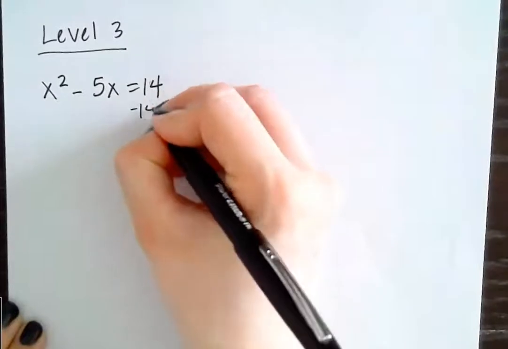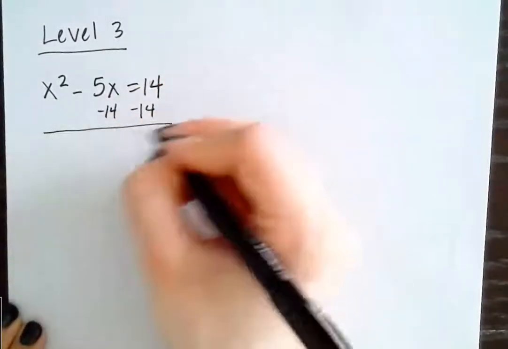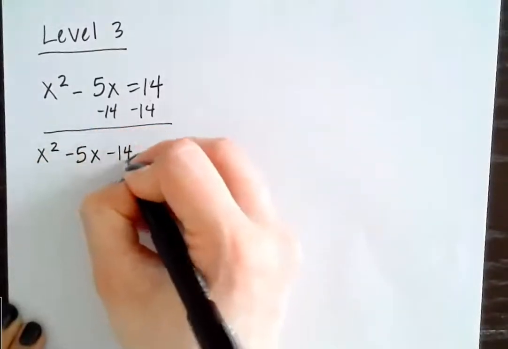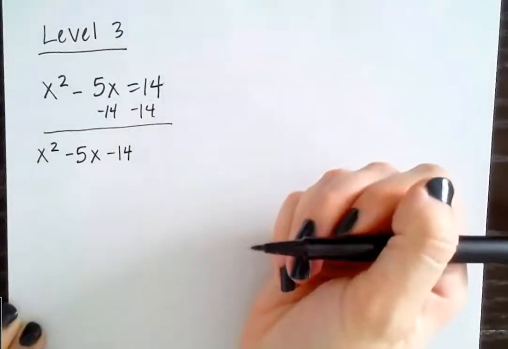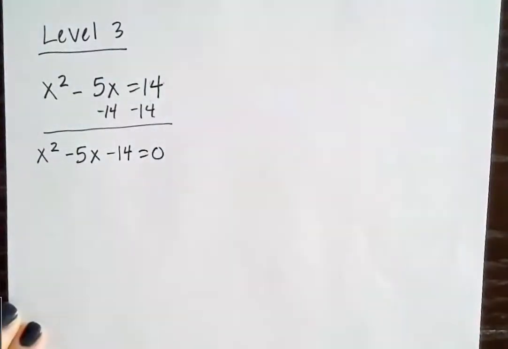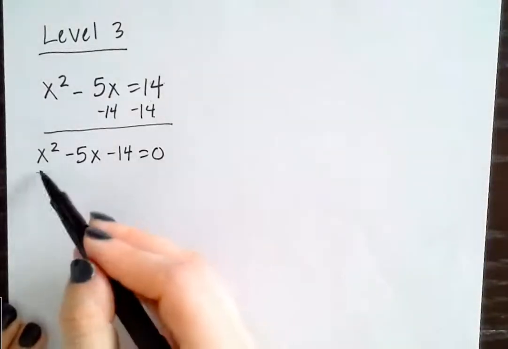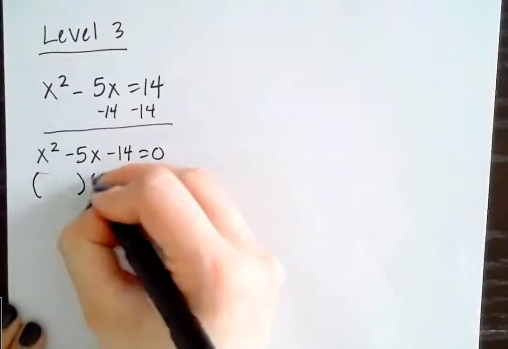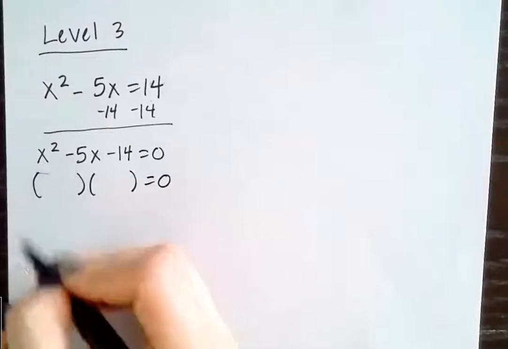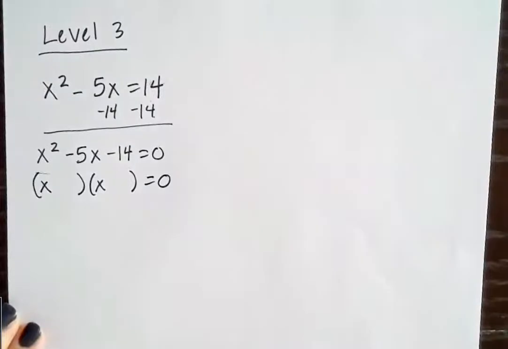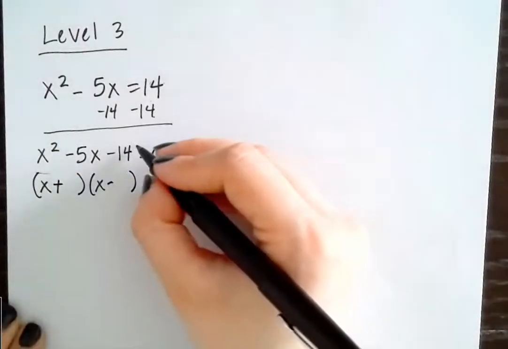Well, if I subtract 14 to both sides, I'm going to have x squared minus 5x minus 14. But now what's 14 minus 14? There's my 0. Perfect. And now from here, it's just like a level 2 problem. So now I want to put this in factored form. So I'm thinking what times what's going to get me an x squared, an x, and an x. I need to multiply to a negative number, so I'm going to have a positive and a negative. And then I want to multiply to a 14.